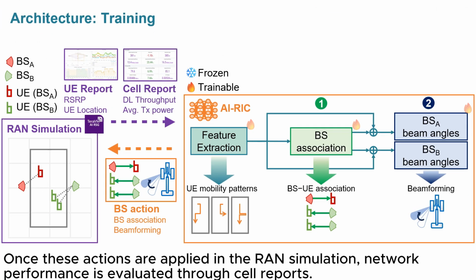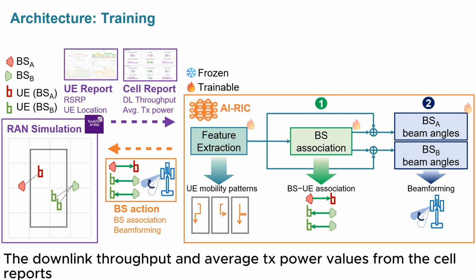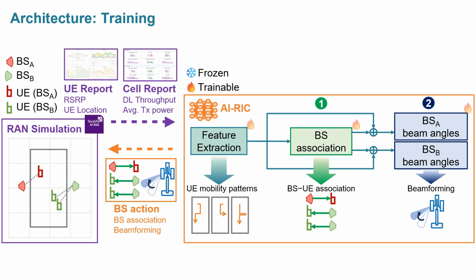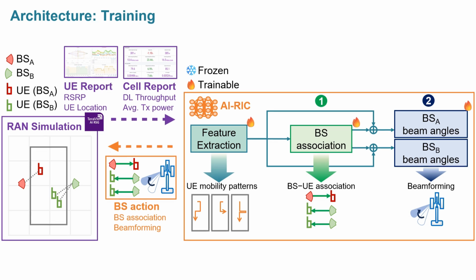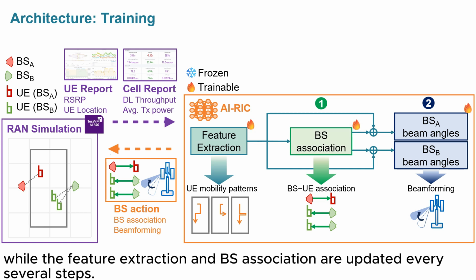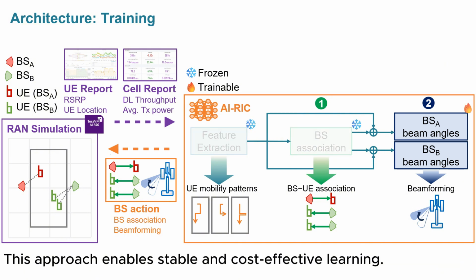Once these actions are applied in the RAN simulation, network performance is evaluated through cell reports. The downlink throughput and average transmit power values from the cell reports are fed back into the system to train and fine-tune the model's parameters. The beam optimization process is updated every step, while the feature extraction and association between base stations and UEs are updated every several steps. This approach enables stable and cost-effective learning.